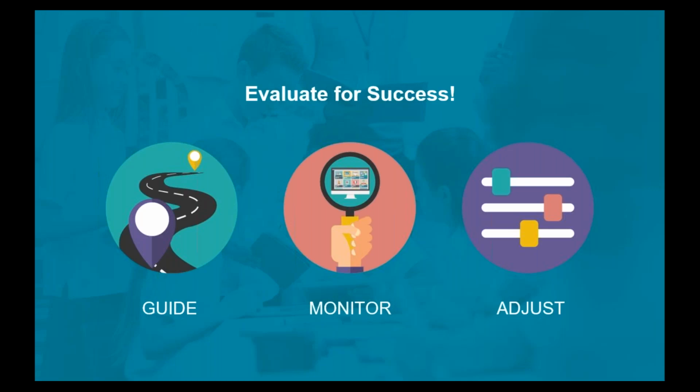And I have three keywords for that: guide, monitor, and adjust. We need to guide the teachers and the students and other stakeholders, including parents, on what to do with a blended type of learning. Keep track of the progress of everyone, the teachers and the students, and make the necessary adjustments and improvements as needed. So this is very, very important.